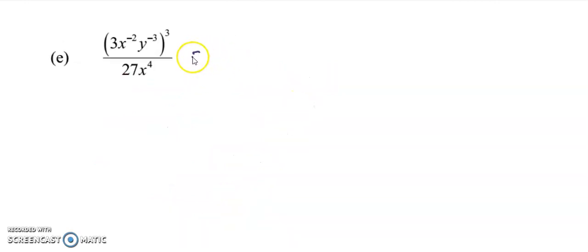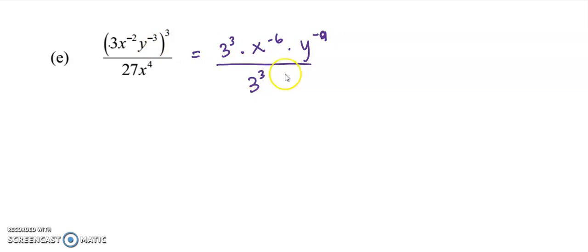For this question, we're going to expand the power first. You have a 3 power of 3 multiplied by x power of negative 6, negative 2 multiplied by 3, and the y power of negative 9, because negative 3 multiplied by 3 is negative 9, divided by 3 power of 3, x power of 4.